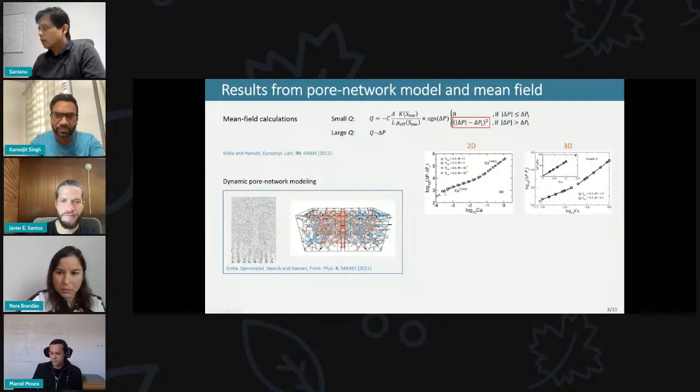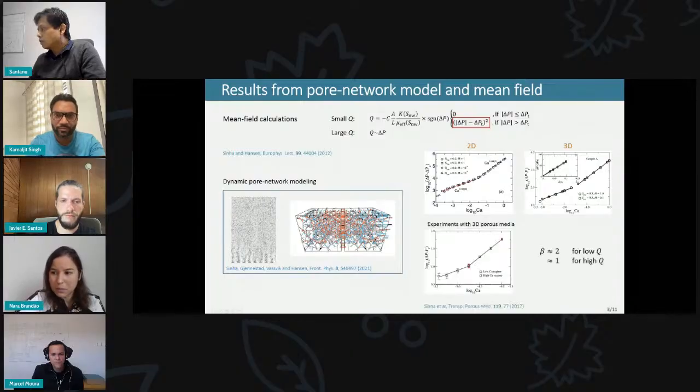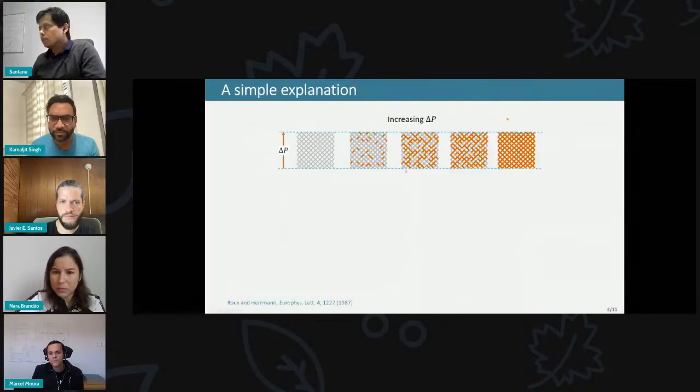So at low flow rate, we have this quadratic relationship, and there is a crossover to a linear relationship, both in 2D and 3D. And this 3D work was in collaboration with experimentalists, and they also found the same behavior with the 3-dimensional porous medium. So beta equals 2 at low flow rate, and beta equals 1 at high flow rate. And this was easy to understand in a simple way.